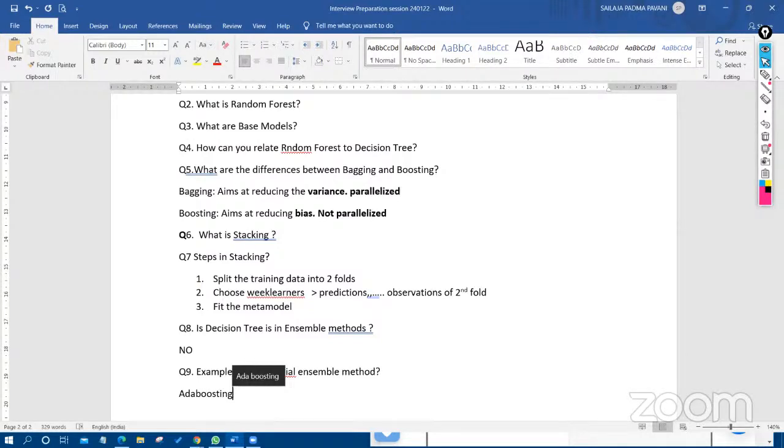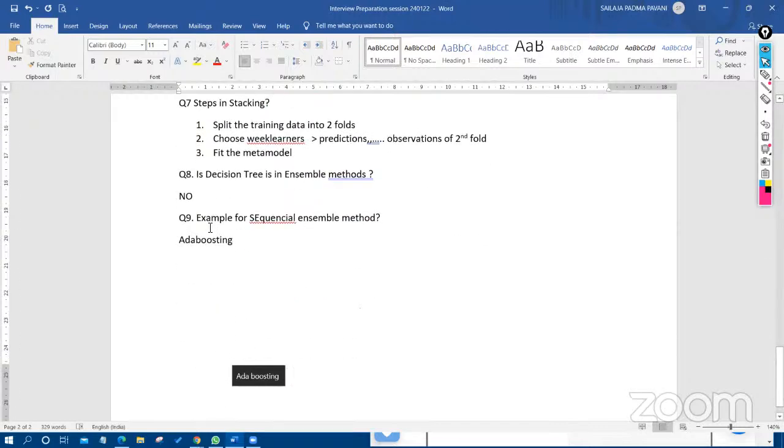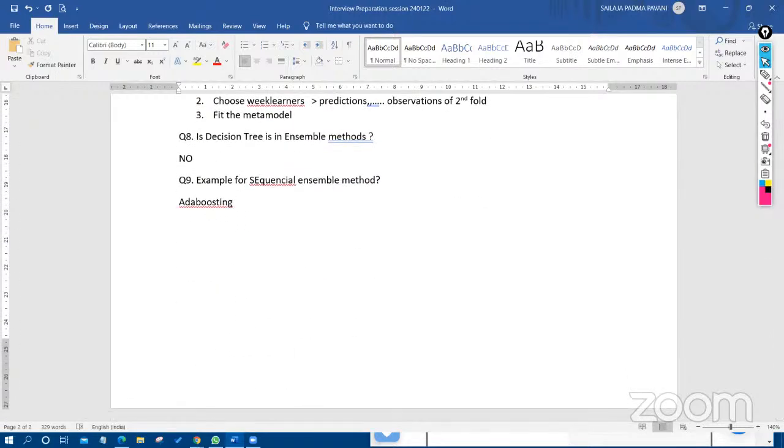Now I'm asking you, which ensemble model helps in reducing variance? Yes, Sai Prashant, AdaBoost. Yes, it is. My next question is, which ensemble model helps in reducing variance? Variance. Which model?